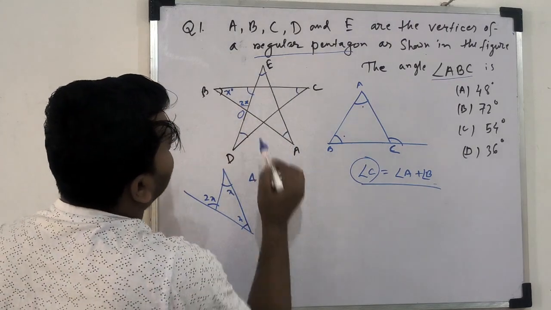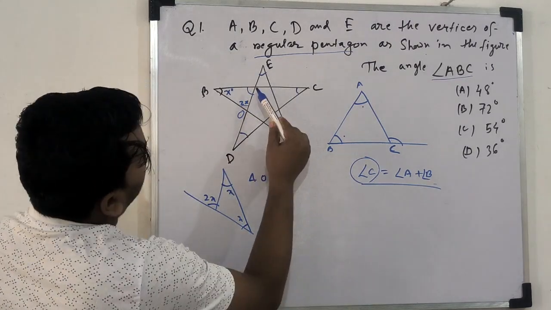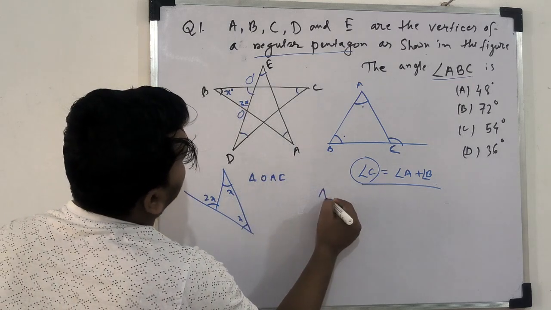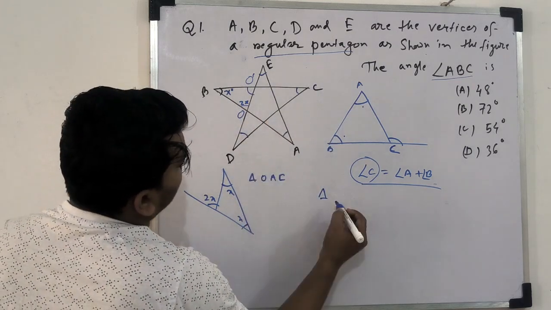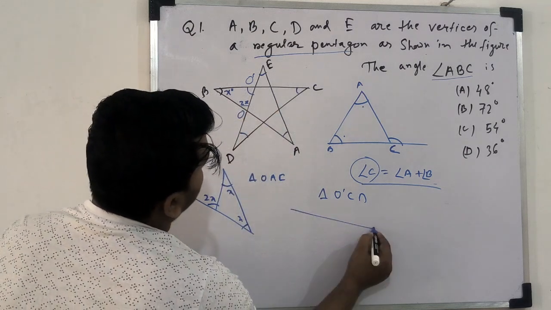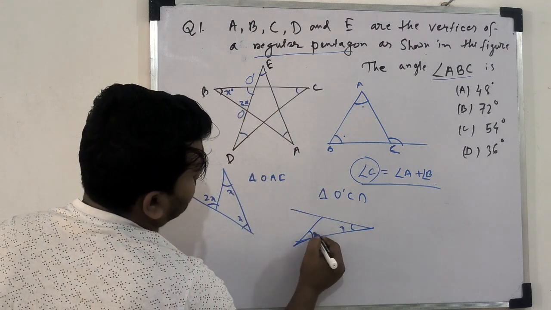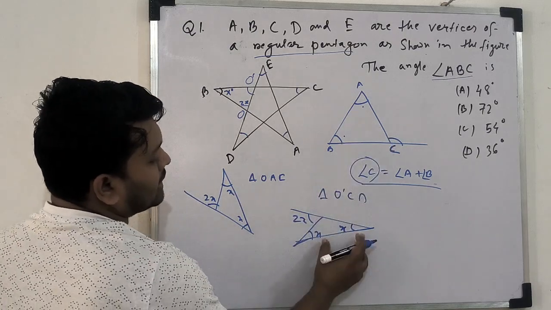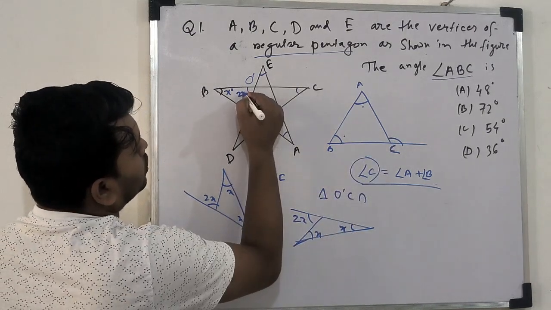Similarly, if we find this angle, let us take O dash. We have to take triangle O dash CD, with this as the exterior angle. So this is x, and we have to find this. By the same property, the sum of the interior angles, this will also be 2x. So this is also 2x.